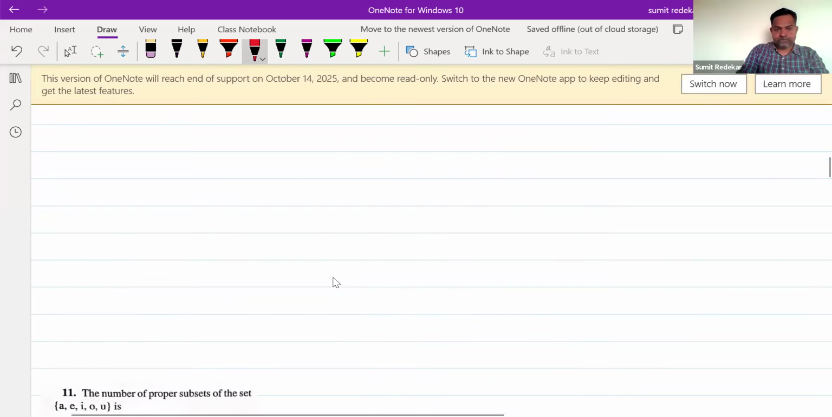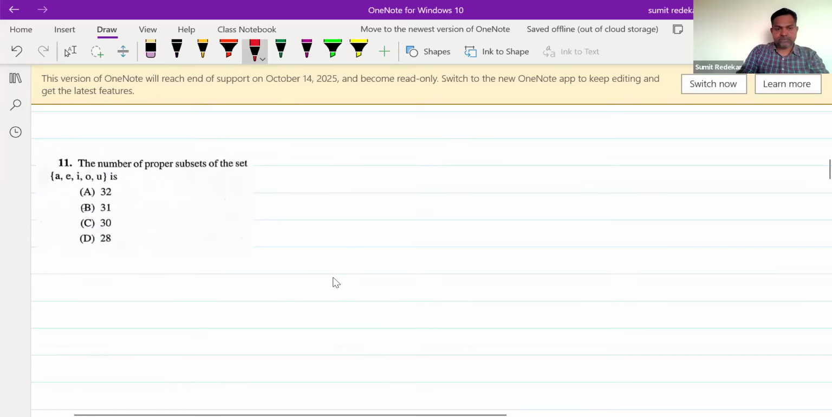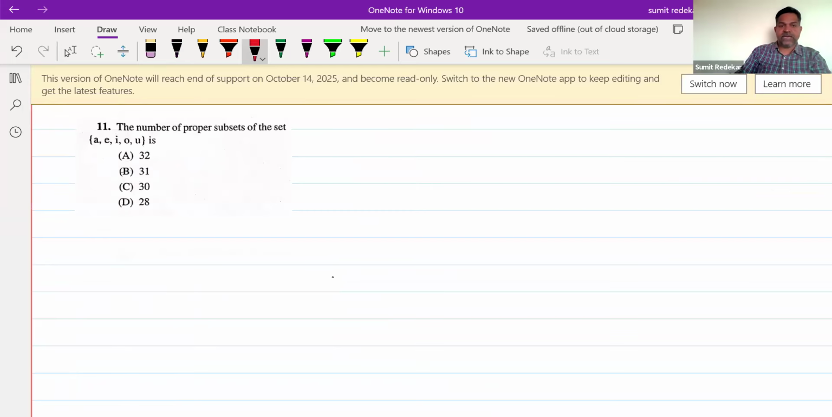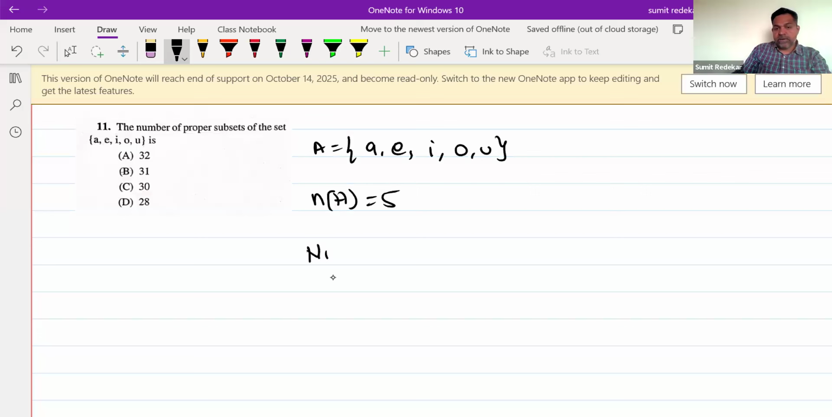Quickly moving on to the next question, and that is the number of proper subsets of AEIOU. To be very honest, what AEIOU is does not matter to us. If I name this set A, in which there is A, E, I, O and U, then it has 5 elements, which is what is important for me. So the number of subsets is going to be 2 raised to 5, which is 2 raised to n, which is 2 raised to 5, which is 32.